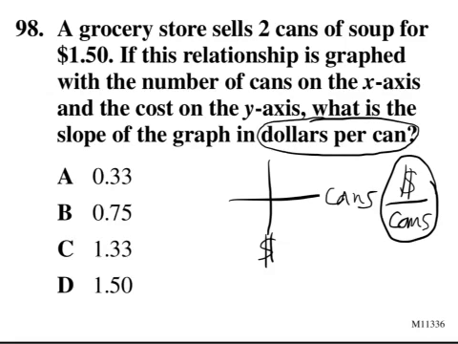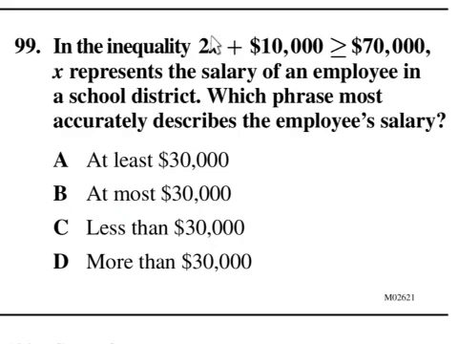So what I need to do basically is get my $1.50 and for 2 cans. So how much is that per can? Well, divide it. What's $1.50 divided by 2? Can you see it's 75 cents? So it's 75 cents dollars per cans. Dollars over cans.